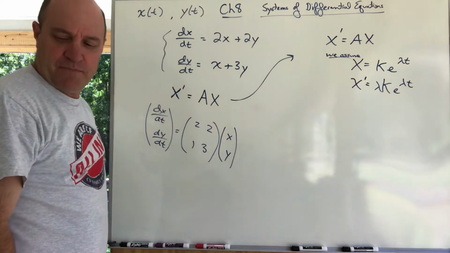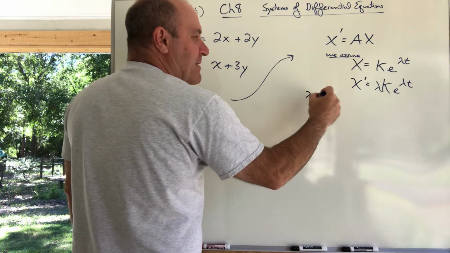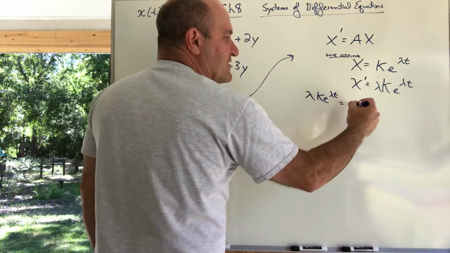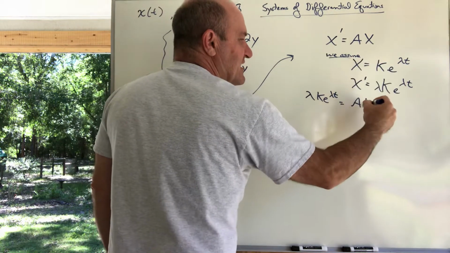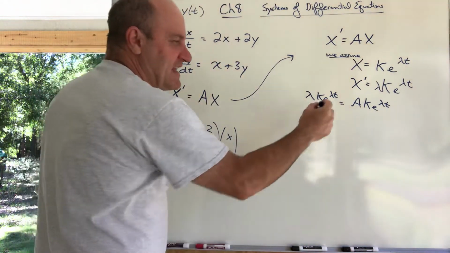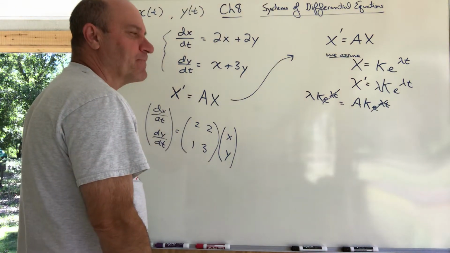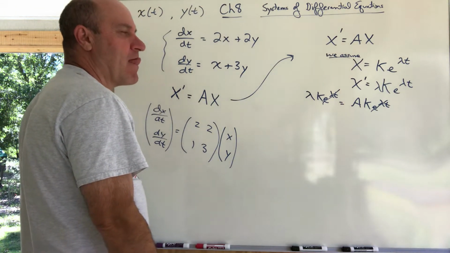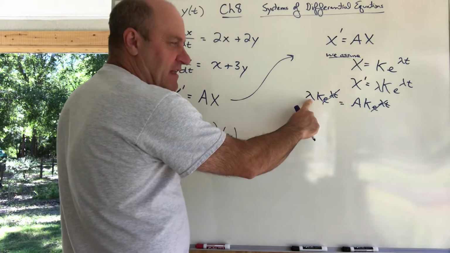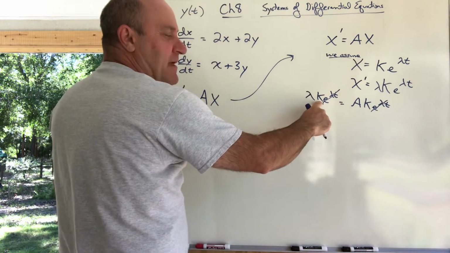When I take the derivative and plug it in, X prime is this lambda k e to the lambda t, which equals A times X, which is A k e to the lambda t. You can divide out those e to the lambda t's. This lambda is not a matrix. The lambda is just a scalar number multiplied by a matrix k.